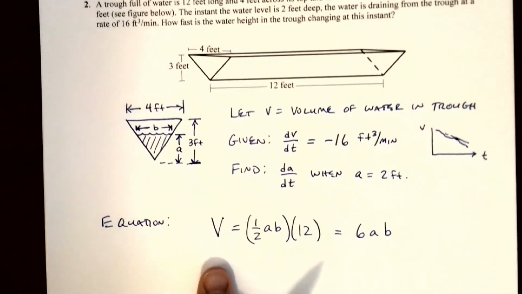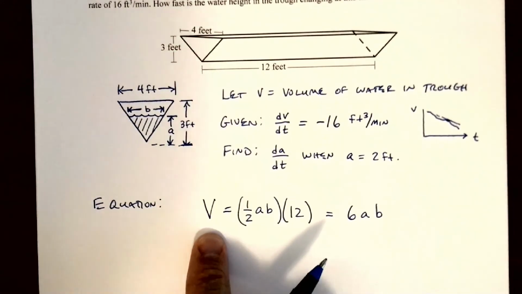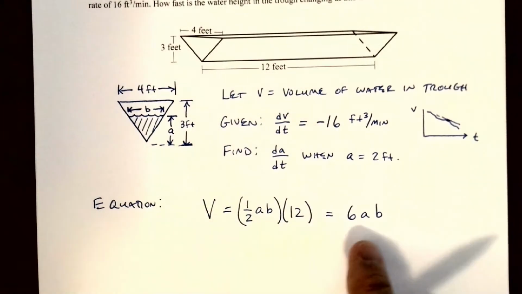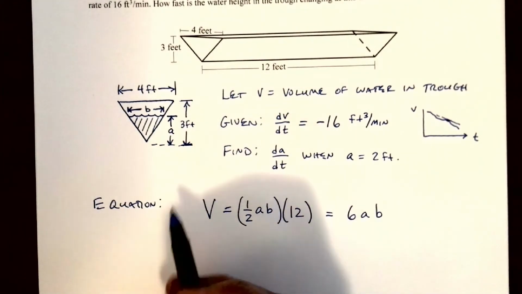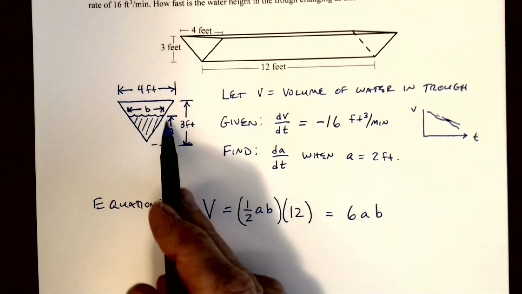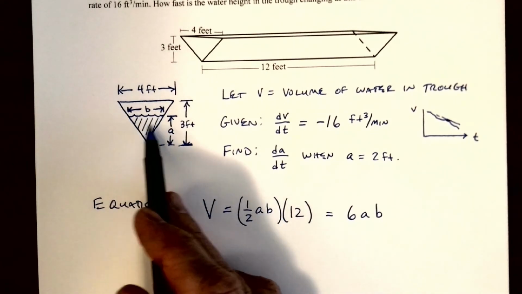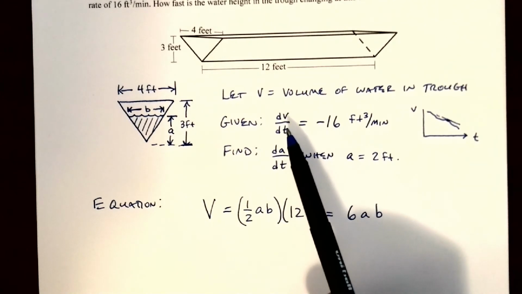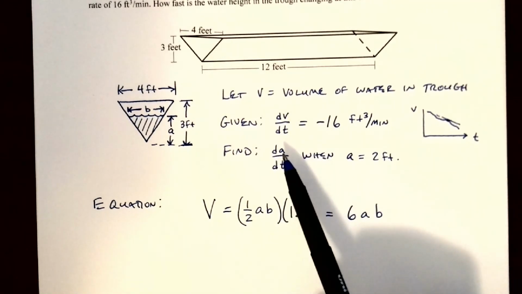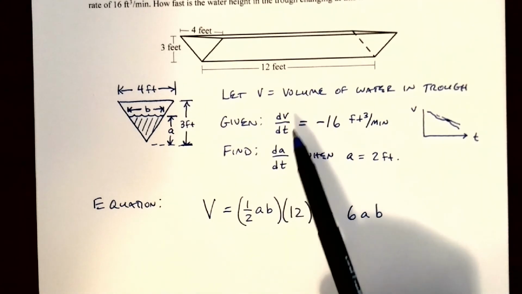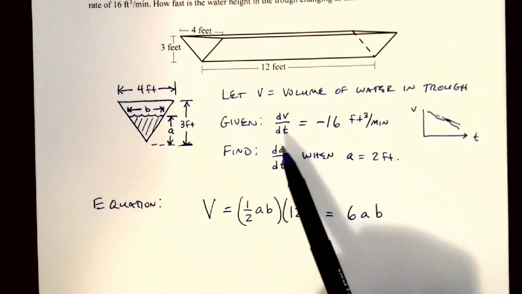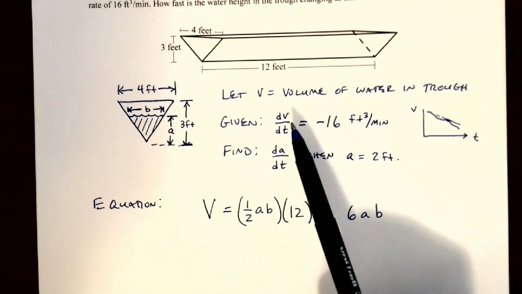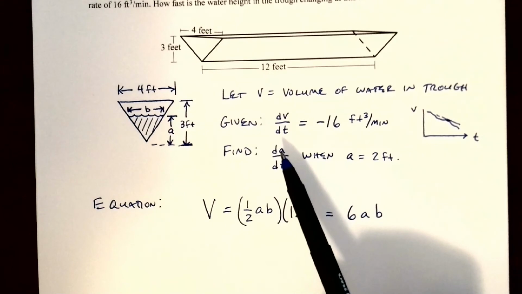Now, one thing that's interesting about this equation is it has the volume in terms of both A and B. And these two quantities, A and B, are changing, right? They're both getting smaller as the water drains out of the tank and this water level goes down. B is getting smaller and A is getting smaller. But if you look at the information that we are given and what we're asked to find, you'll see that one of the variables is kind of not mentioned, or sort of excluded, if you will. Not mentioned directly, and of course that is the quantity B. We're told how V is changing, and then we're asked to find how A is changing.